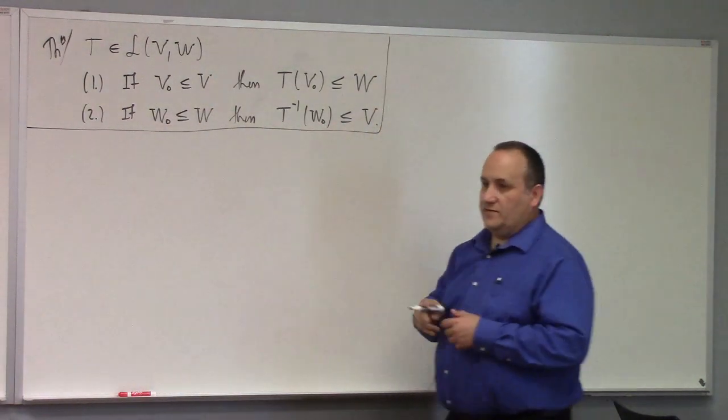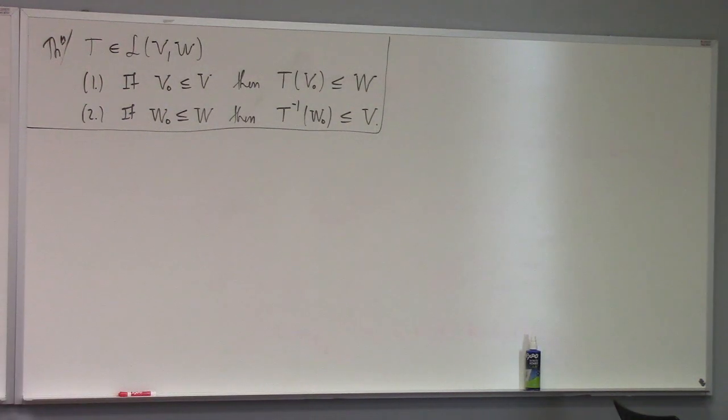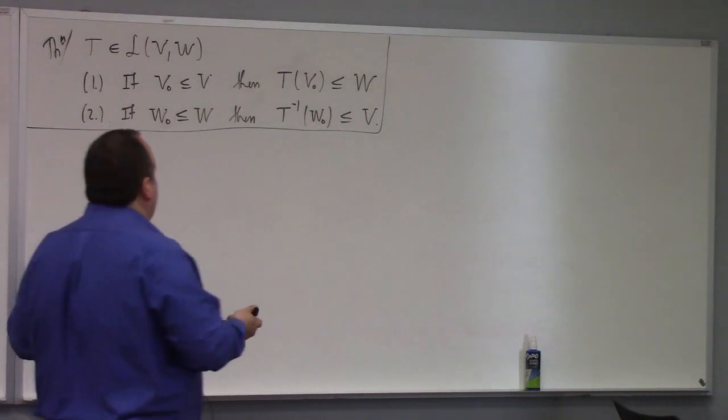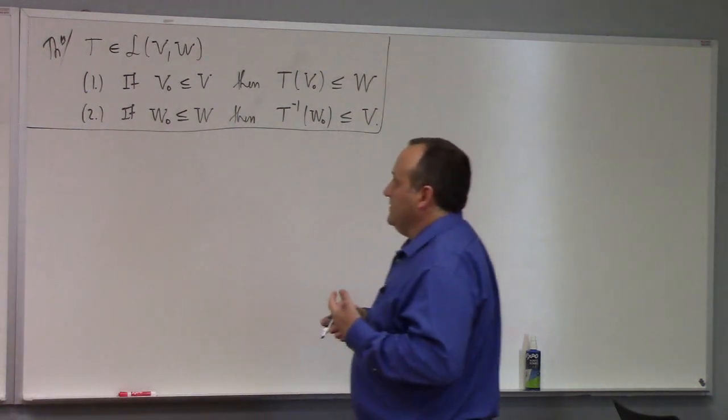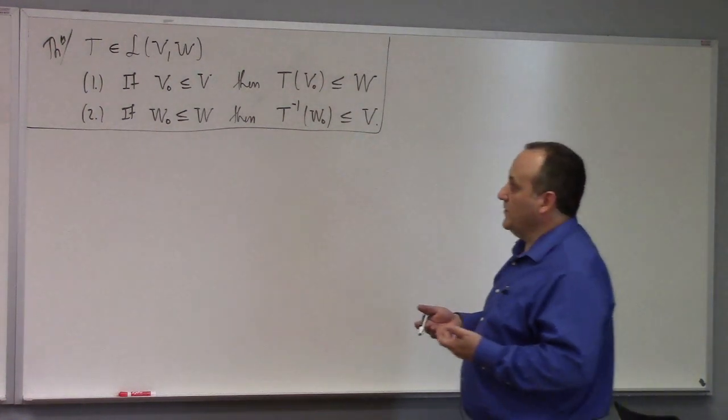How should we prove these assertions? What do you guys think? What's going to be involved? What should be involved is the fact that they're subspaces and the fact that T is given to be a linear transformation. That should be pretty much it. And so the way to prove these sorts of things is to apply the subspace test and work through the definitions. Let's do part one.